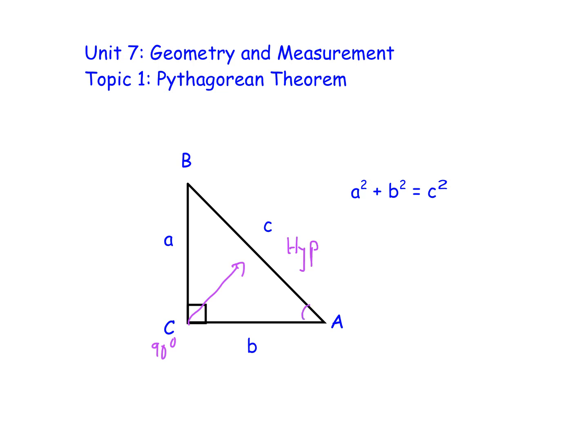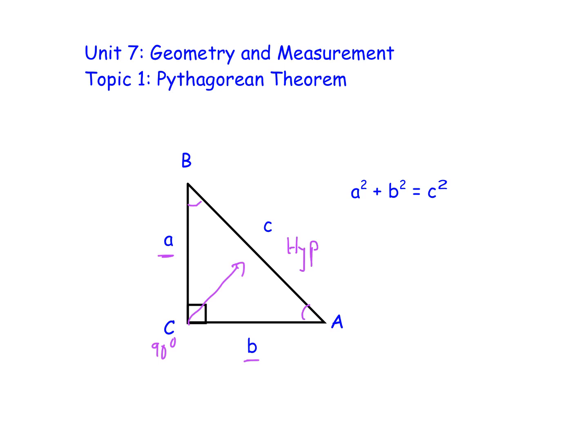We have angle A, and across from it is side A, and you notice that we use a capital letter for the angle and a little letter for the side. And then we have angle B, and across from it is side B, and again, capital for the angle and small letter for the side.